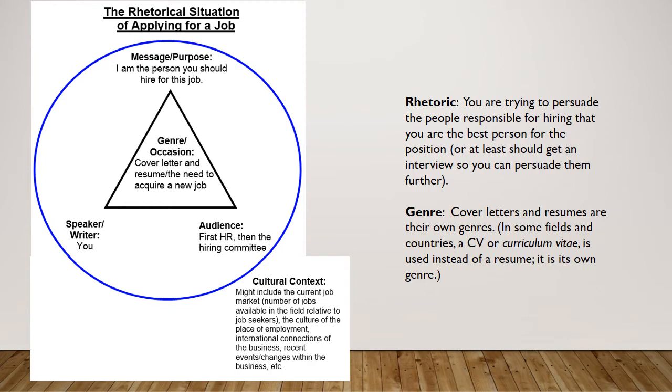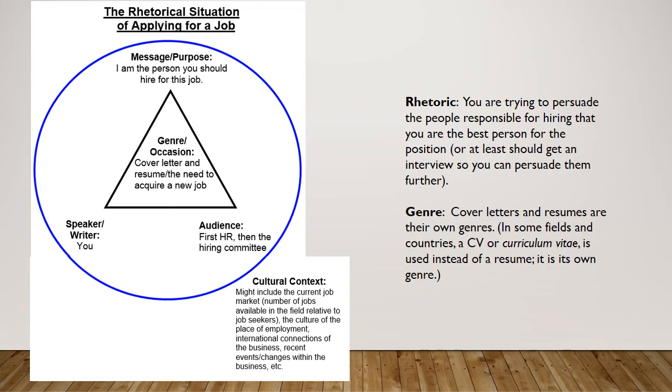The speaker, or the writer in this case, is of course you, and the audience will be probably first someone in HR, and then if you make it through that round, then you'll move on to the people on the hiring committee. The cultural context here could be lots of different things. It might include the current job market, so how many jobs are out there and how many people are seeking these jobs. The culture of the place of employment. Sometimes you'll hear this called the corporate culture. Even if a place isn't a corporation, it's still going to have a culture.